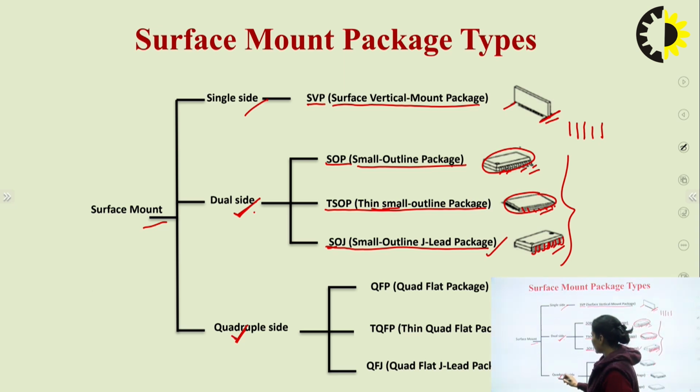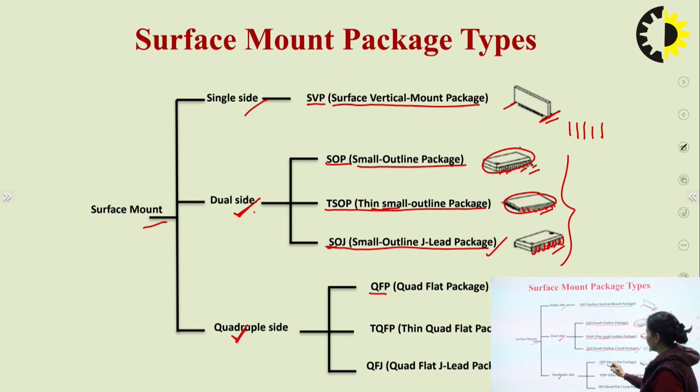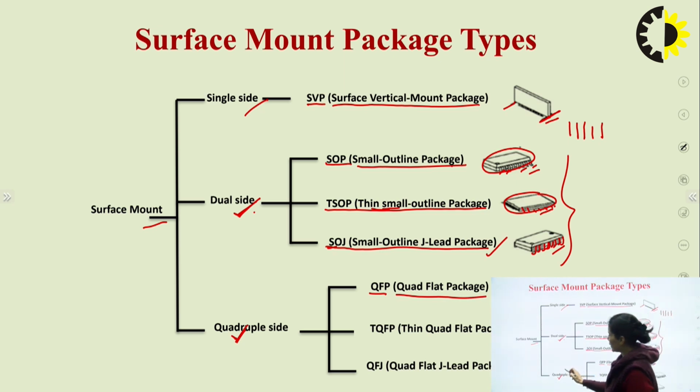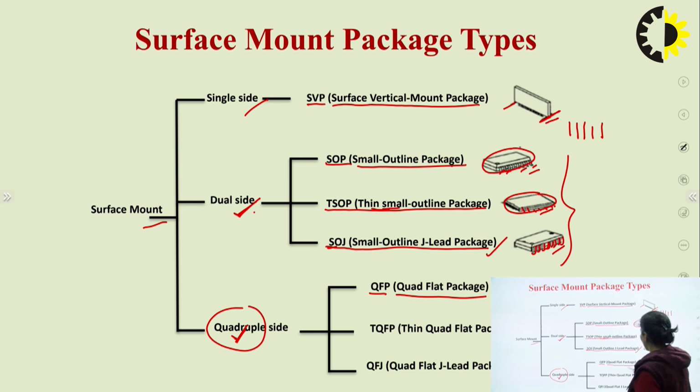Now when we talk about the quadruple side, here we can see the quad flat package. Why is it named quadruple? Because pins can be found on all four sides.